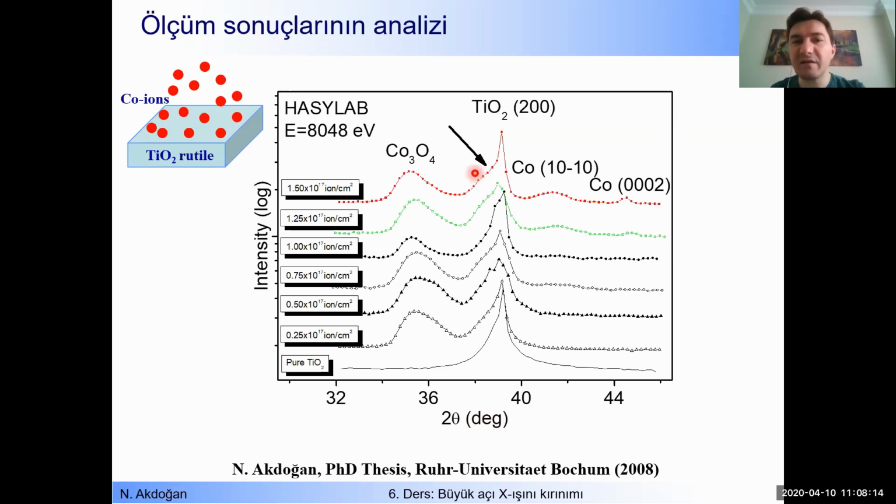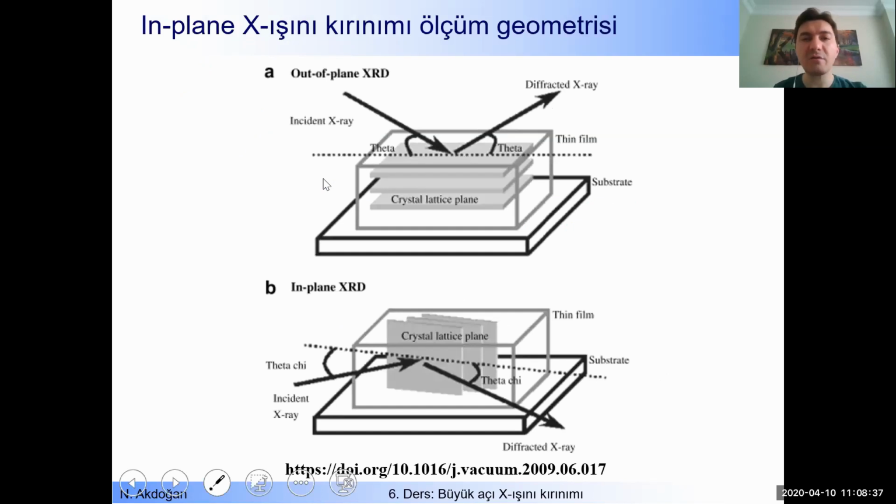So it means that some portion of the cobalt atoms are also located within the crystal structure of the rutile, and many of them also produce clusters. So you see how powerful this method is. It gives lots of information. So now let's finish this lecture with in-plane X-ray diffraction.